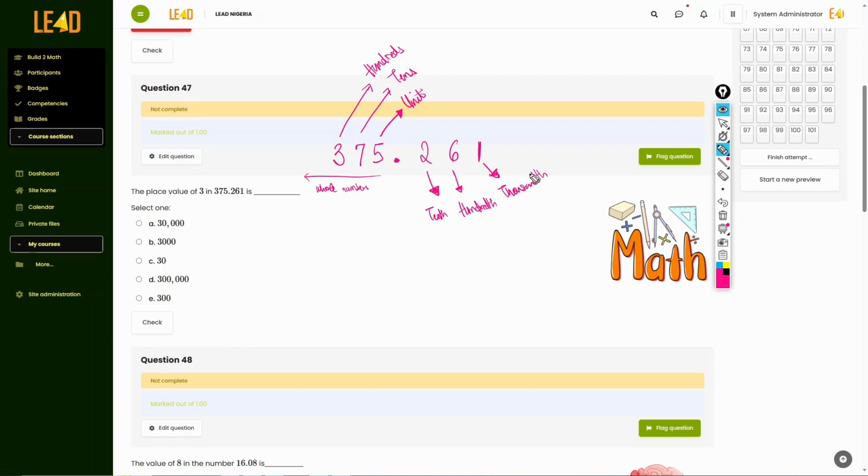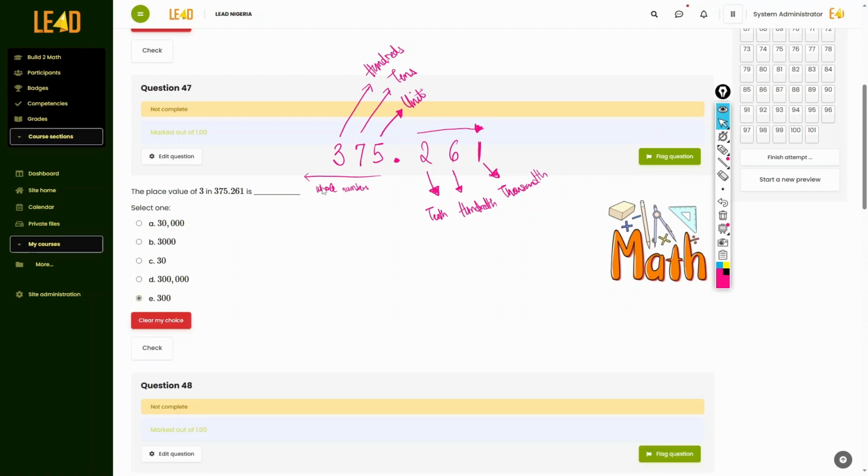We need to learn that from the decimal point to the left, we have the whole numbers where we count unit, tens, hundreds, thousands, tens of thousands, hundreds of thousands, millions, tens of millions, hundreds of millions, and so on. But to the right of the decimal point, we have the place values that are smaller than the unit. So we have tenths, hundredths, thousandths, and so on. But for this, it's just hundreds. So the value would be 300. Again, you could have gotten that by just turning everything else to 0 and seeing what you have.